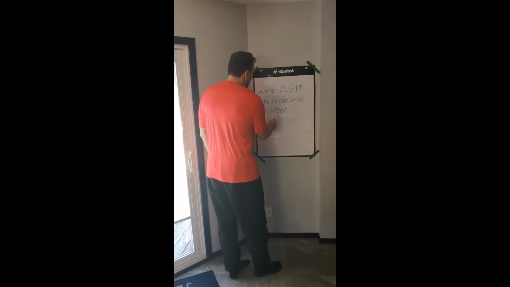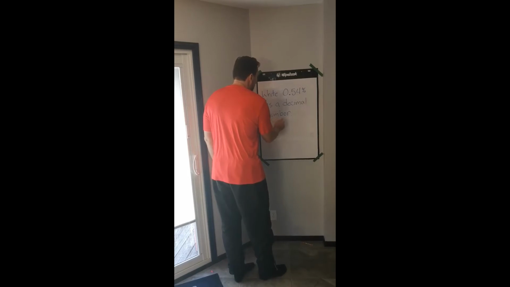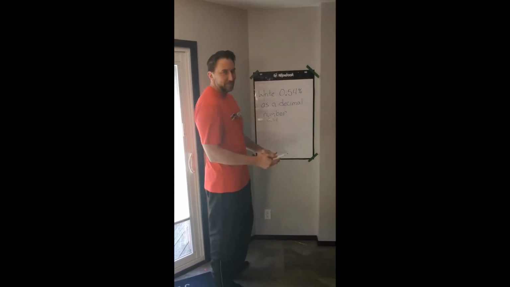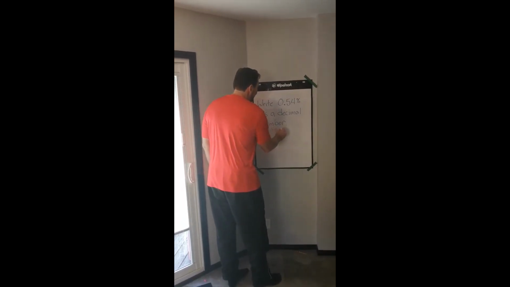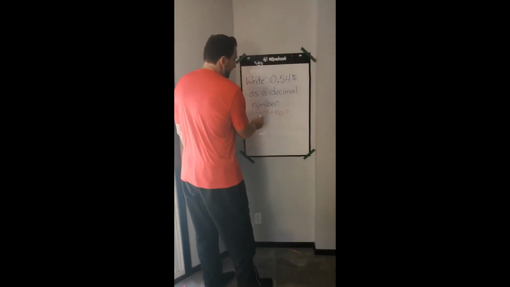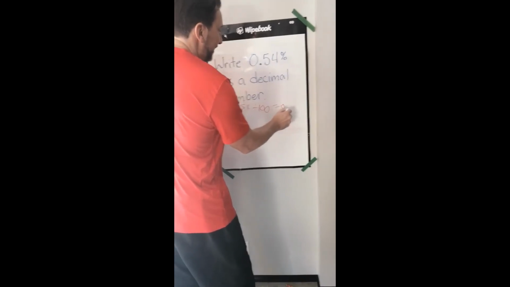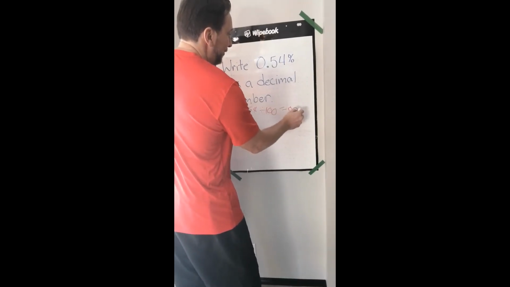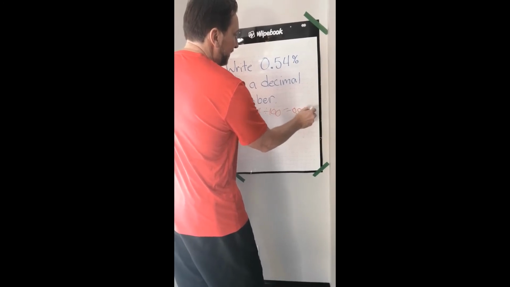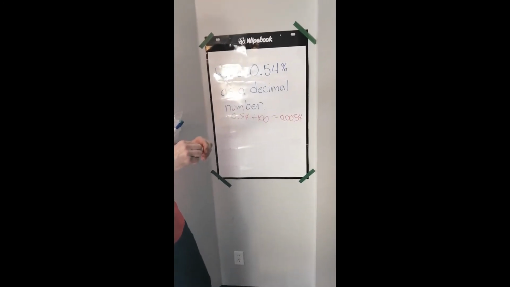So in this case, 0.5. I never put the 0. It's just me. Divide that by 100. And 2 zeros, decimal spot goes backwards twice. So 0.2 zeros, 2 zeros. 0.0054 is your decimal. Booyah!